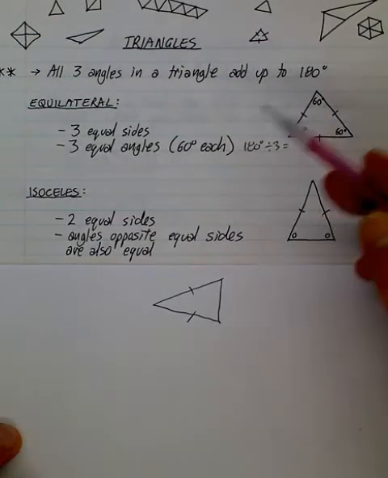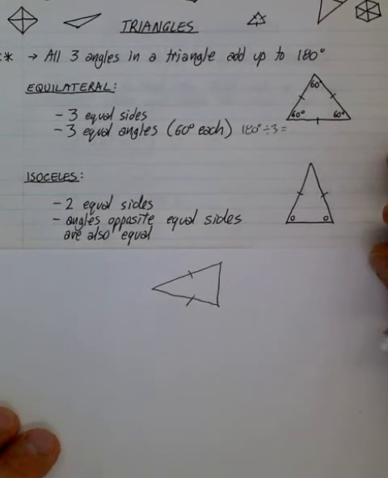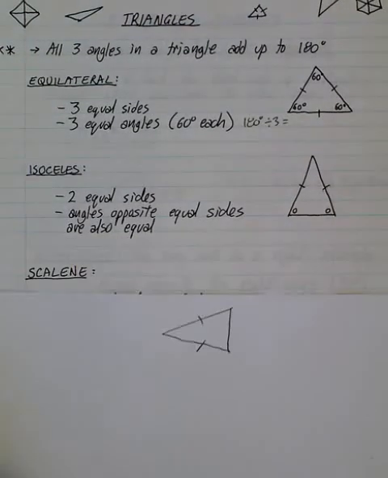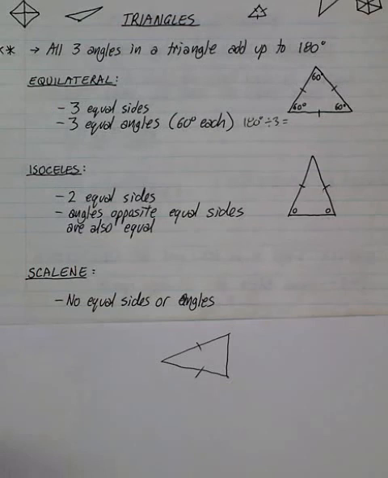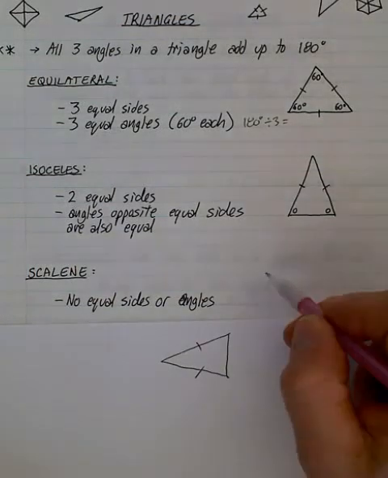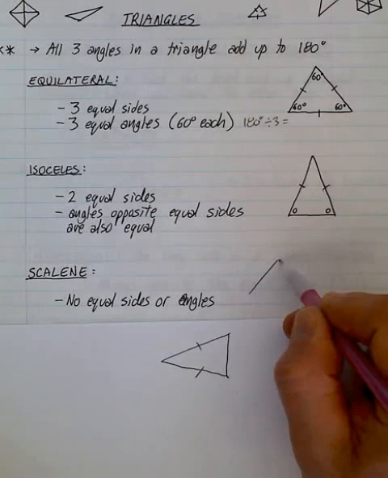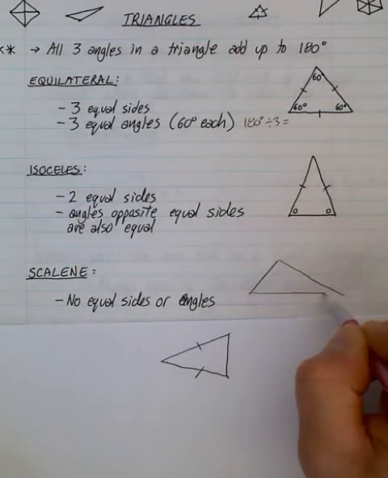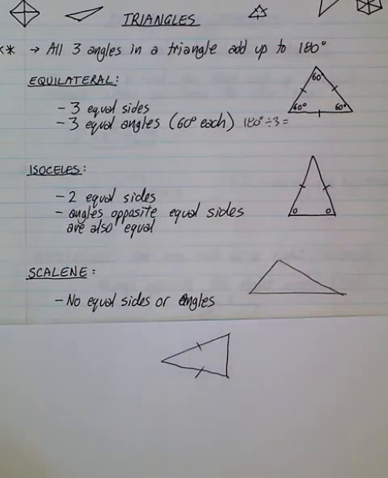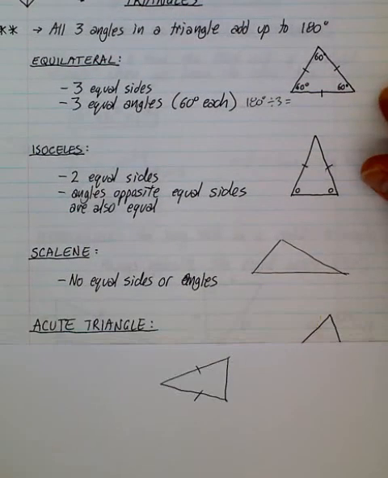Now, if we have no equal sides and no equal angles, we call that a scalene triangle. No equal sides or angles. Now, lots of different types of triangles that we can draw, right? There you go. No equal sides, no equal angles. Okay? Now, a special type of triangle we're going to look at, or actually, let's deal with these first.